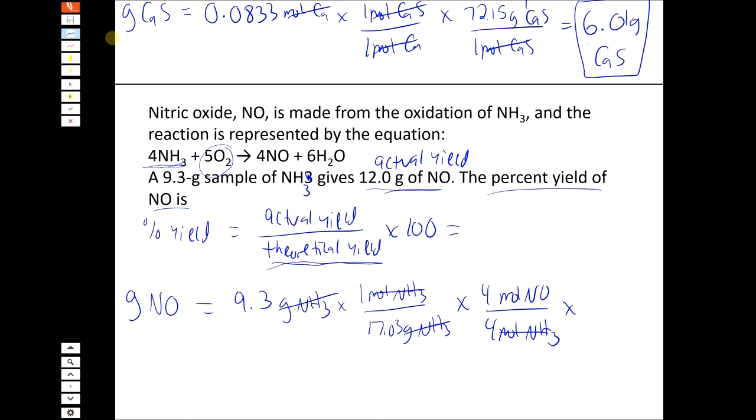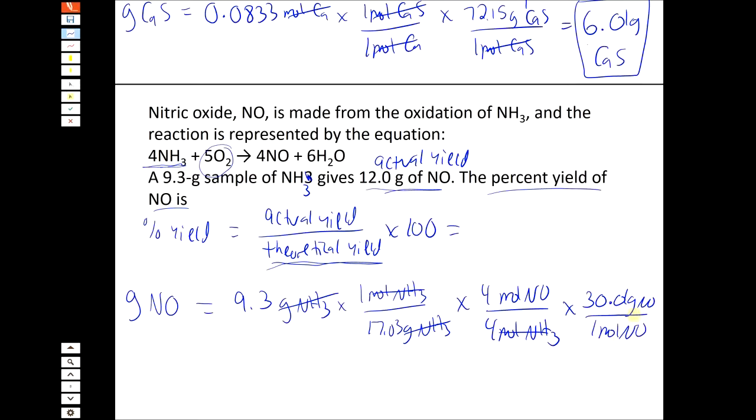So what we have been doing is, again, we want to calculate percent yield. So we're looking for actual yield and theoretical yield. Actual yield is given to us. So now we're calculating the theoretical yield using stoichiometry. We start with grams of our reactant NH3, convert to moles, use mole ratios, and then finally what I was about to do was use the molar mass of NO to convert into grams of NO. So that's how much NO can possibly form.